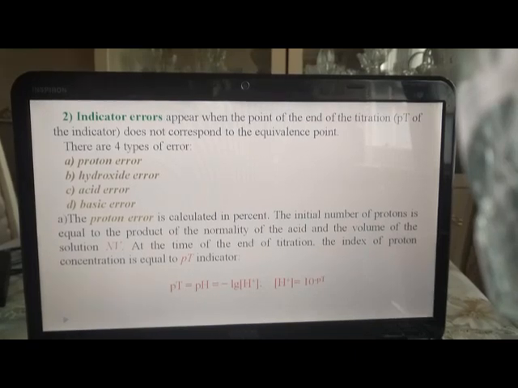The proton error is calculated in percent, and the initial number of protons is equal to the product of the normality of the acid and the volume of the solution V.